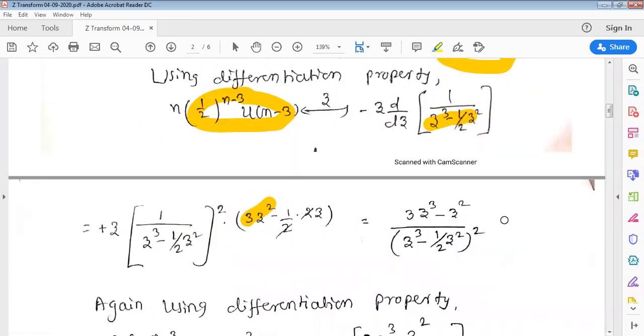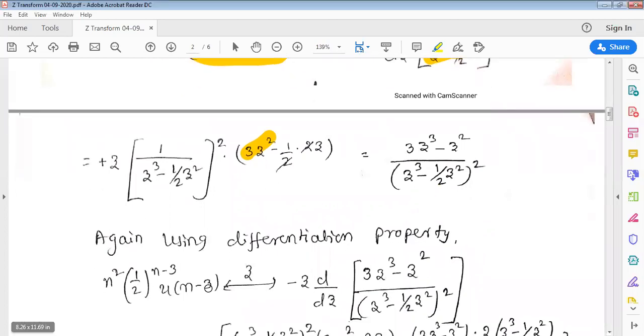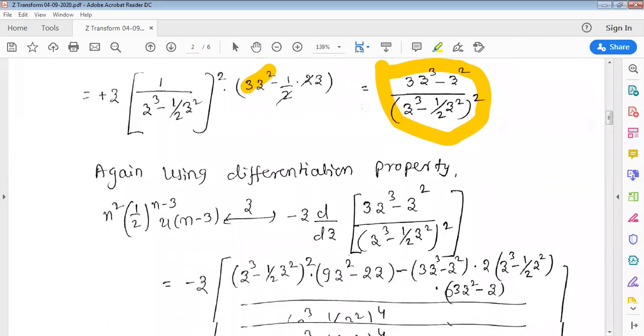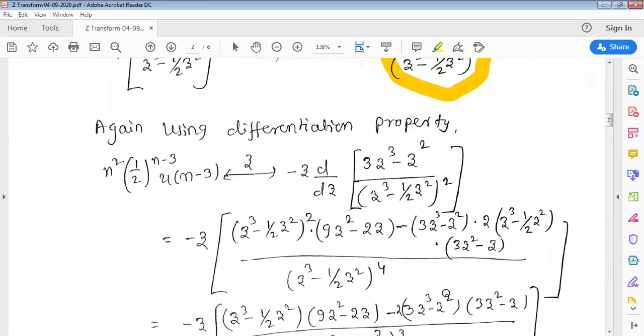Now once again I use the differentiation property. Once again, minus z into d by dz of this value, whatever previously I have obtained. That is 3z cube minus z square divided by z cube minus 1 by 2 z square whole square. Let us see the differentiation. Do the differentiation very carefully.